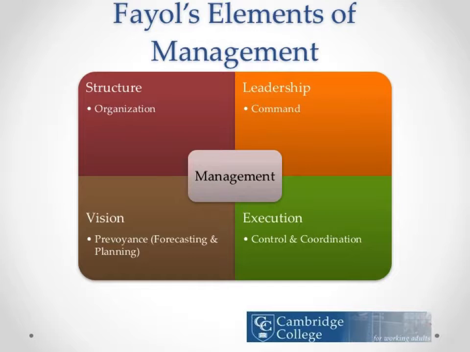On vision, Fail termed it prevoyance and looked at it in two elements as forecasting and planning. And I look at forecasting and planning as being interdependent. Forecasting without planning really has very little value because you're not really working towards the thing you're forecasting. And planning without forecasting leads to aimless work. It means that people may or may not be supporting the goals of the organization.